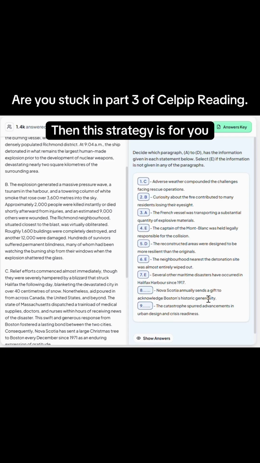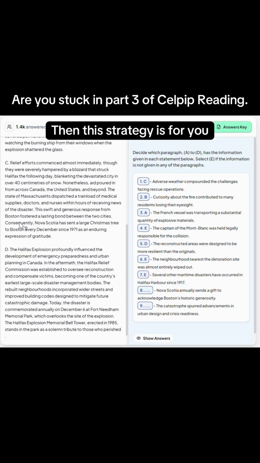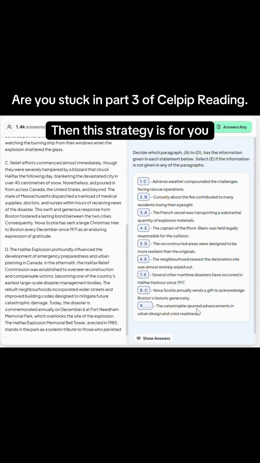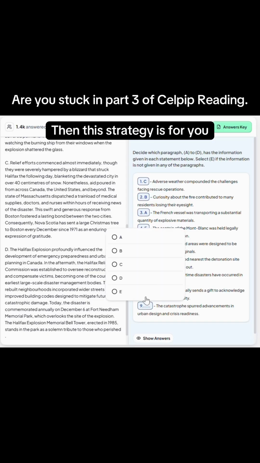I go to the next question and I read this. That's question 8. I know I read something about that and I have it down on my paper. So I go to the paragraph C, I read it again and I see, yes, that's correct. And I picked my paragraph C. And for the last one, I read the question and I picked urban advancement in urban design and crisis readiness. I have emergency preparedness and urban planning, just like in the passage, in my jotting. So I knew that was where it is. It means the same thing.